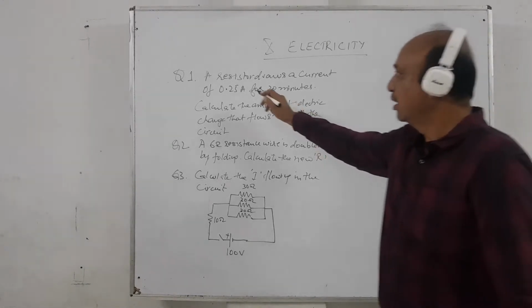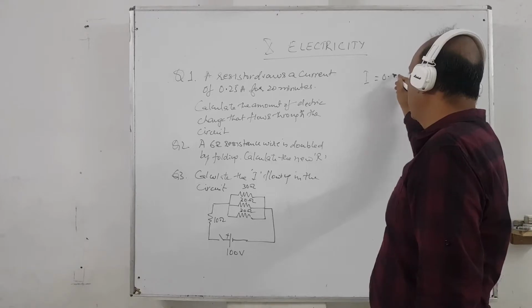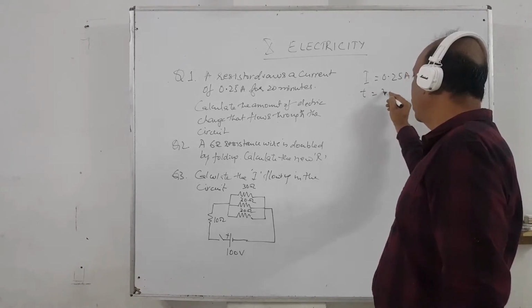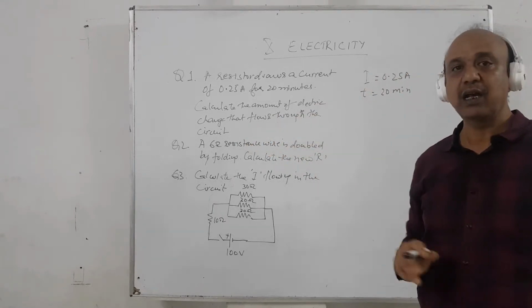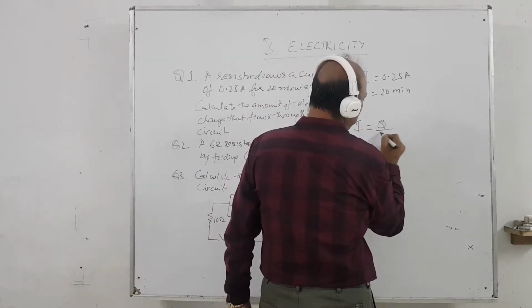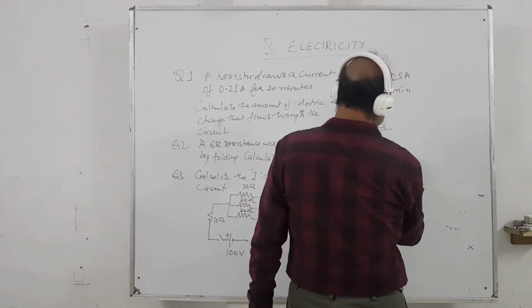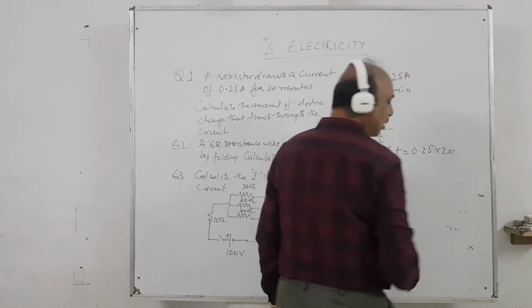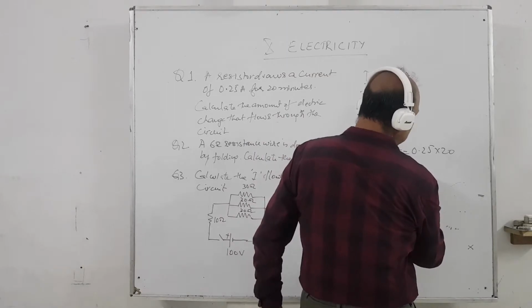A resistor draws a current of 0.25 ampere. So it's given current is equal to 0.25 ampere for 20 minutes, that is, t is equal to 20 minutes. Calculate the amount of electric charge that flows through the circuit. Now we know the formula. Formula is very clear. I is equal to Q upon T. And normally what students do, they simply write Q is equal to I t, that is 0.25 into 20. How much is 0.25 into 20? That is 1/4 of 20, that is 5 coulomb.